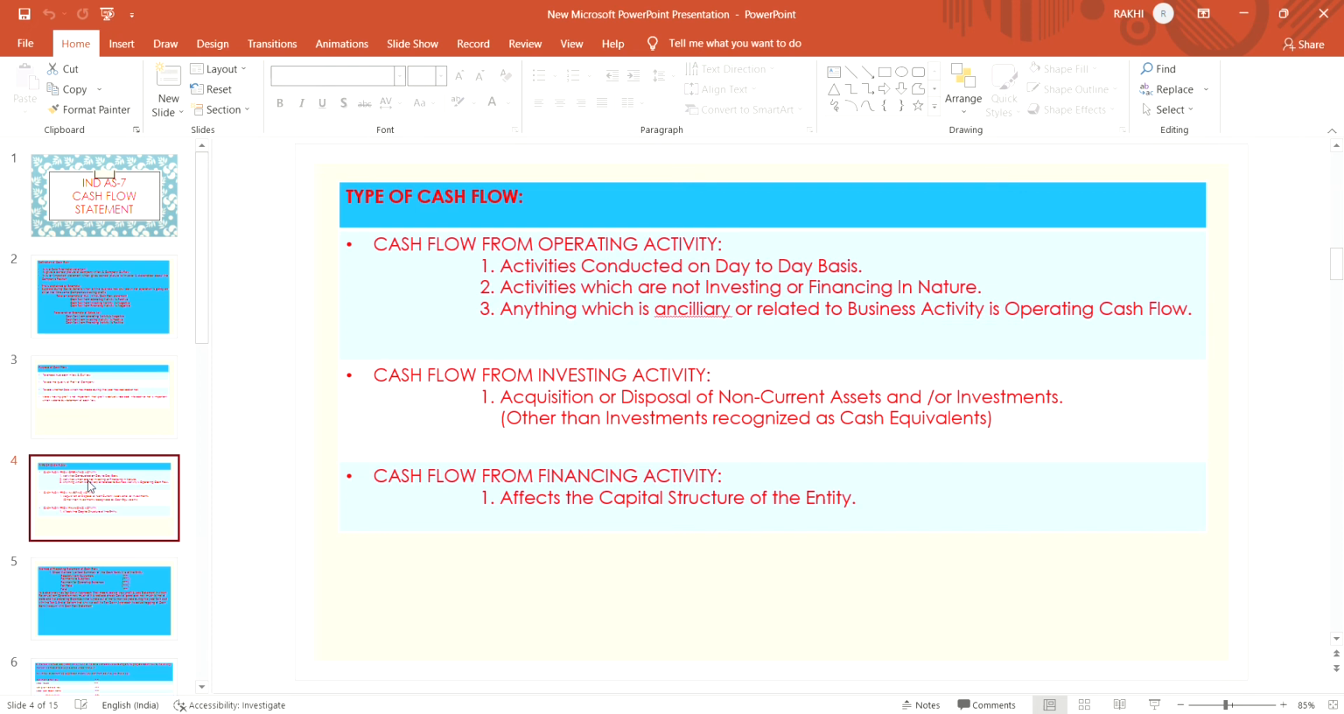Activities which are not investing and financing are operating activities. Anything which is ancillary or related to business activity is operating cash flow. The cash flow which we generate that is related or ancillary to business activity is operating cash flow. So operating cash flow means activities conducted on a day-to-day basis, activities which are not investing or financing in nature, and activities which are ancillary or related to business activity.